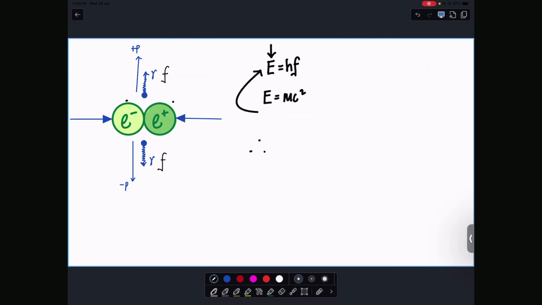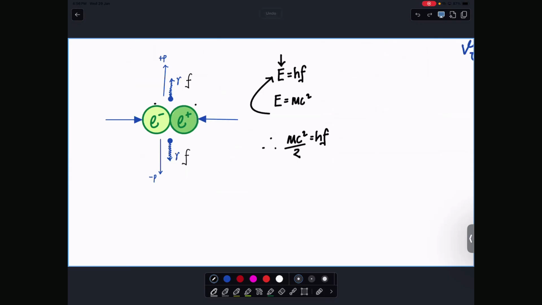Therefore, if I want to find the frequency of the photons released, what should it be? mc square equals to hf. But there's a catch. The catch is, what do we divide this by? 2, because how many photons are generated? 2 of them. So is all the energy going to one photon or half of it? Half of it, right? So let's do some math and see what we get.